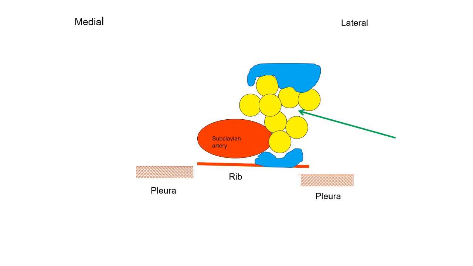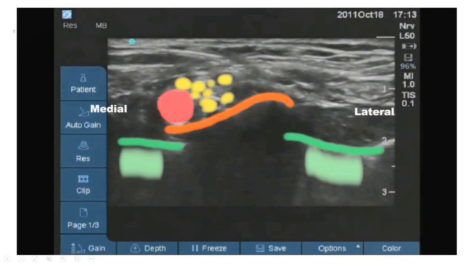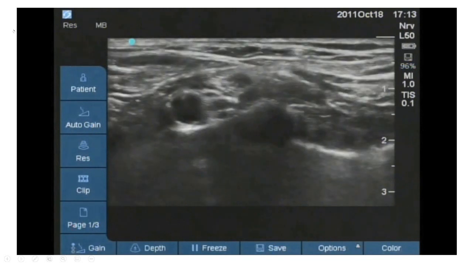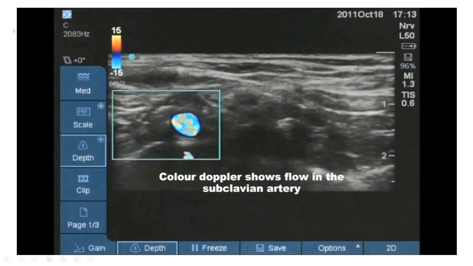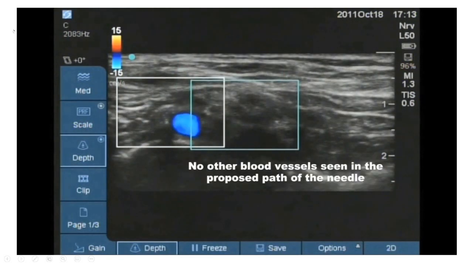This video shows ultrasound guided supraclavicular block being done. So you can see the subclavian artery, first rib, and the brachial plexus lying posterolateral to the subclavian artery. I'm using color Doppler here to see if there are any other arteries in the vicinity of the brachial plexus. Needle is inserted in plane. Very important to visualize the whole of the needle.